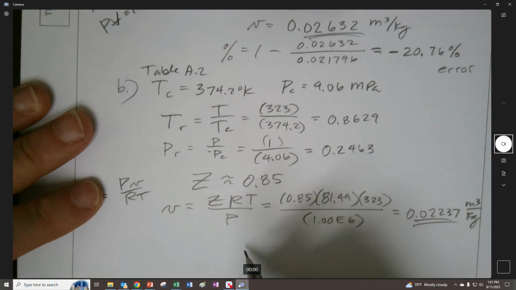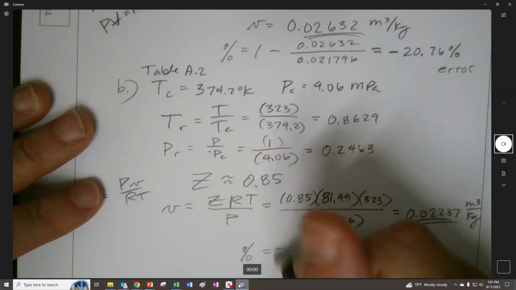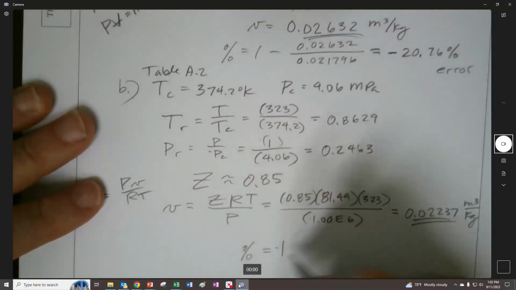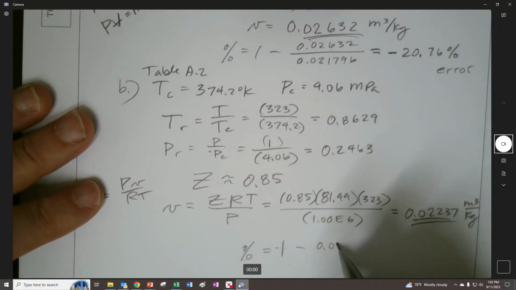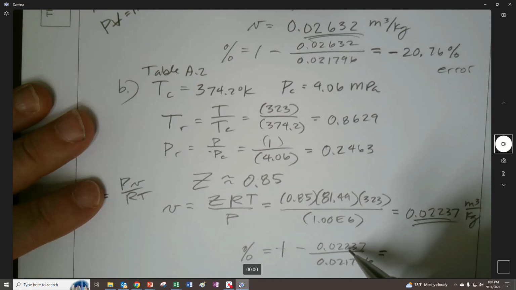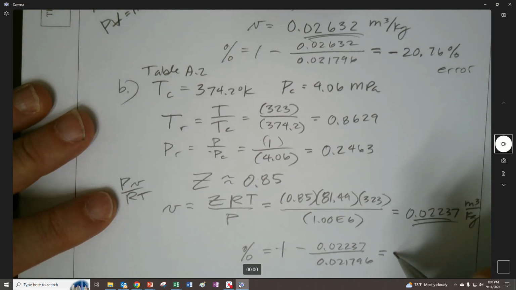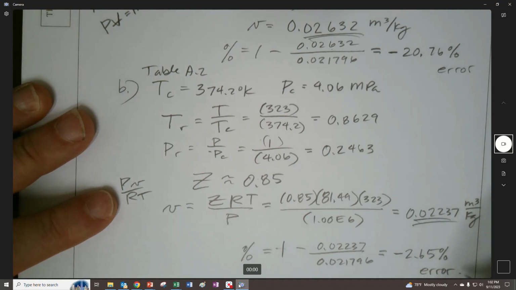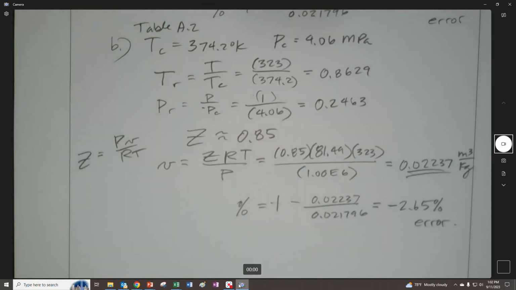And make a comparison. Percent error. Well, it should be 1 minus 0.02237 divided by 0.021796, and we find we still have more here, so I think it's going to make it negative. It doesn't matter. 2.65% error, which is pretty acceptable most of the time.